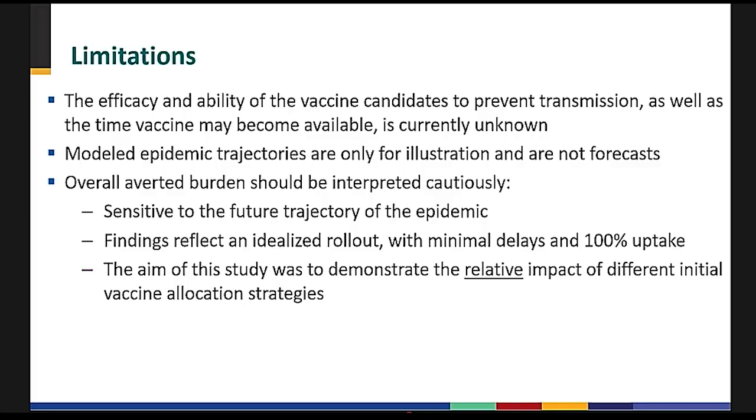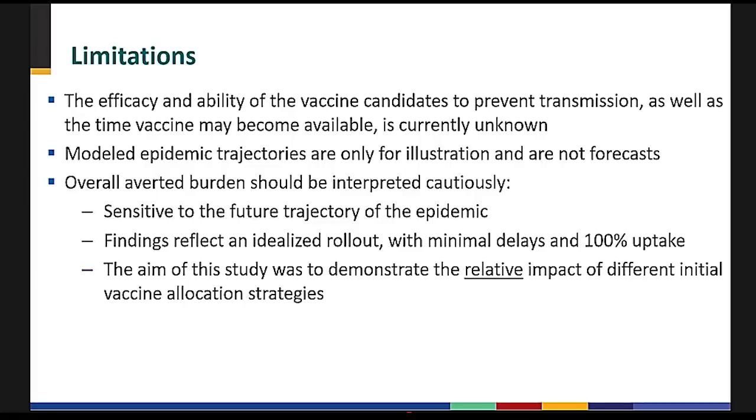It's currently unknown what magnitude and how many future periods of increasing transmission will occur, and the timing of vaccine introduction relative to those periods. In addition, the overall averted burden should be interpreted cautiously for at least two reasons. First, these values are very sensitive to the future trajectory of the epidemic. We only took a 6-month horizon, meaning that infections and deaths that were averted but beyond the 6-month window were not counted. Second, these findings also reflect an idealized rollout, with minimal delays and 100% uptake among the groups. Importantly, we assume equal administration rates among the 3 groups, but there could be meaningful differences in the speed with which groups could be vaccinated.